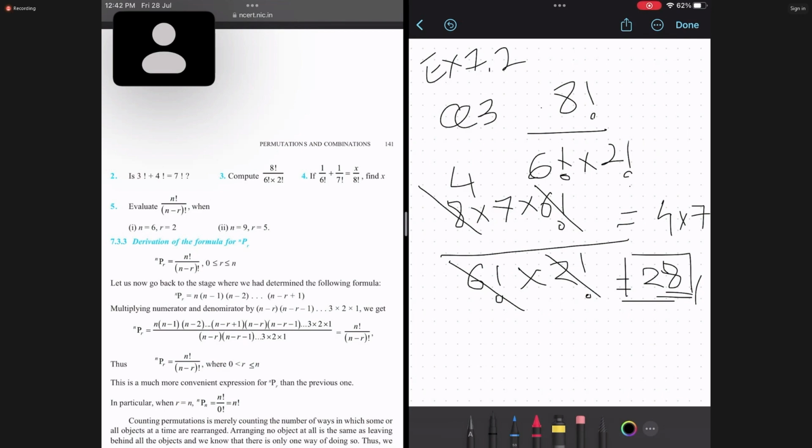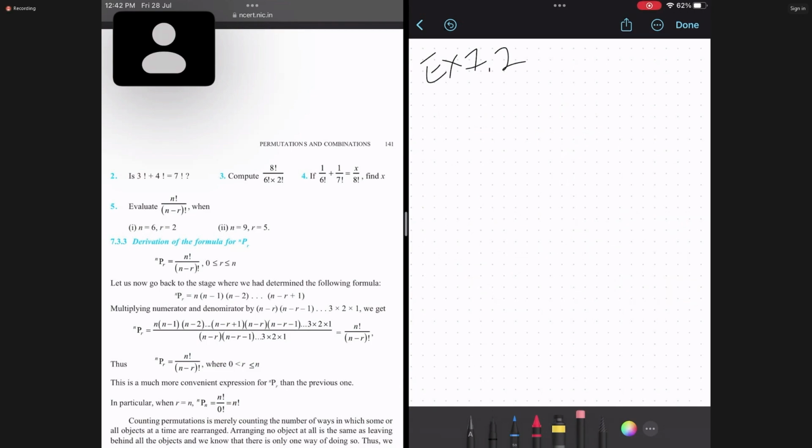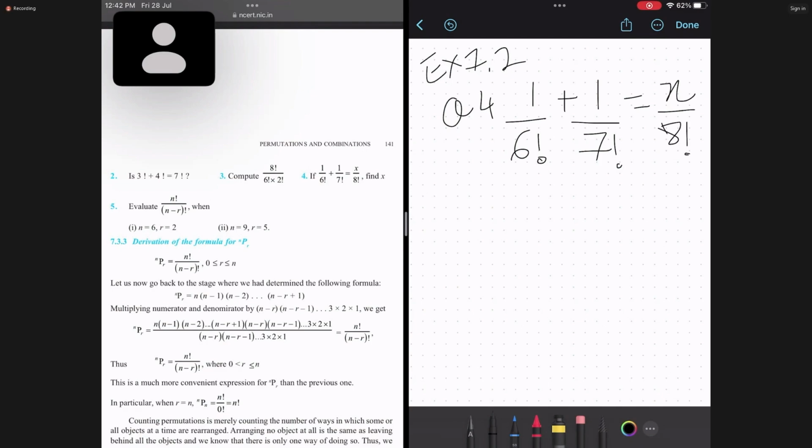Now, moving on to the fourth question. This is an interesting one. Now, we have question number 4 with us, which says 1 upon 6 factorial plus 1 upon 7 factorial is equal to x upon 8 factorial. Correct. So rather than actually calculating out these factorials, what I'm going to do is take out things common, and we'll be able to better visualize how we are able to efficiently solve this question, right?